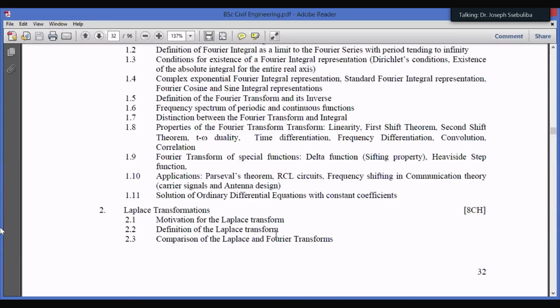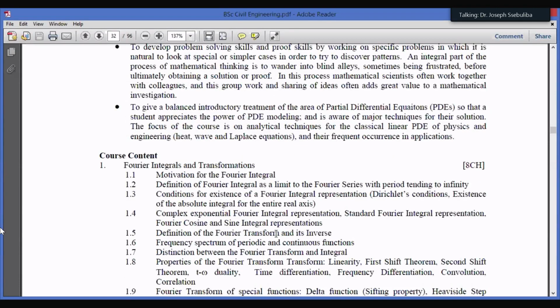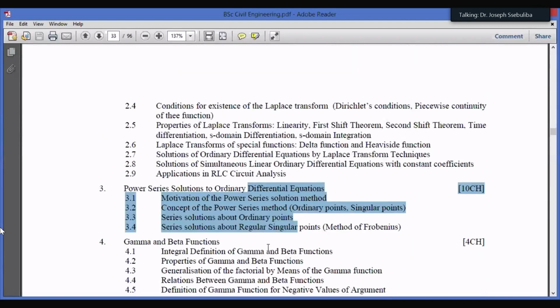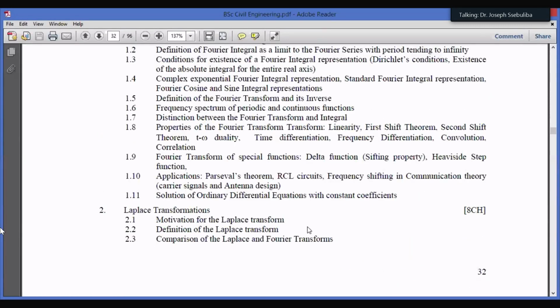I think we came to, this is the Laplace, right? Oh, yes, then I came to Laplace. Then we picked a few things there.